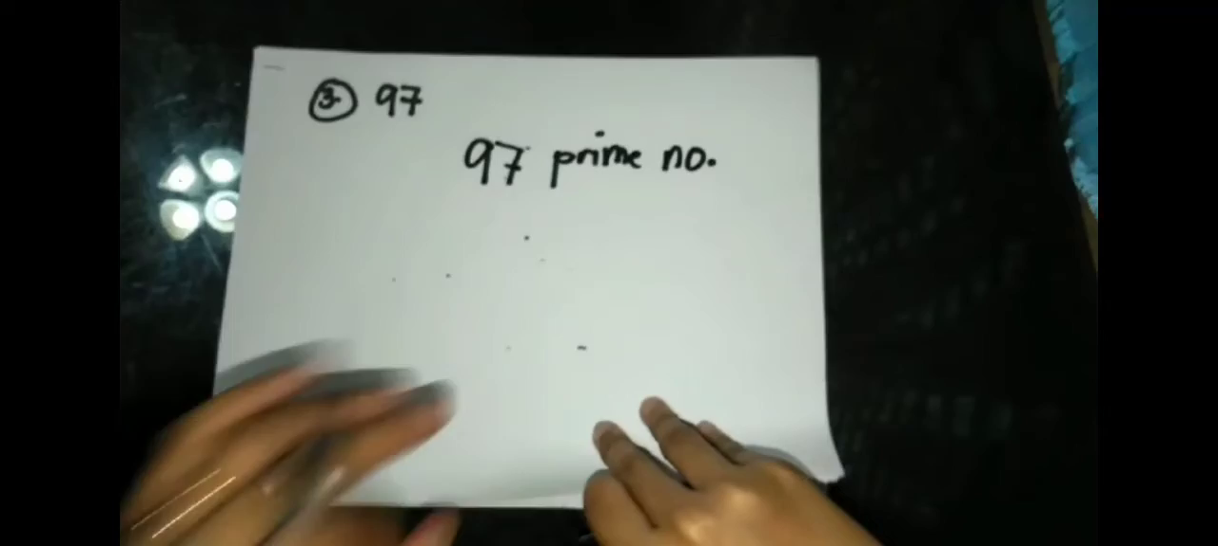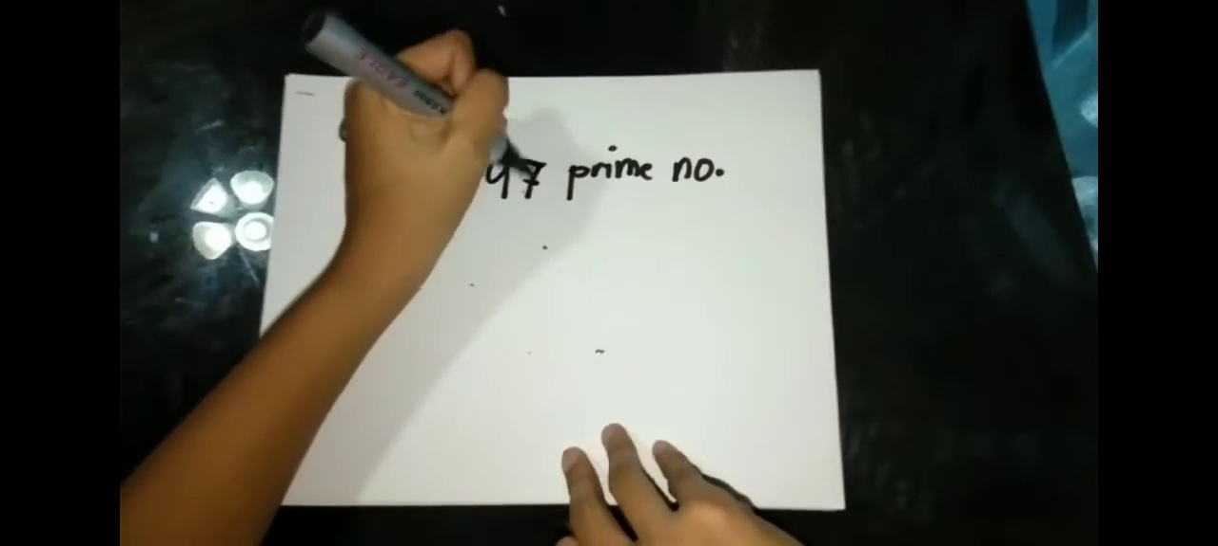So the third example is 97. I have a question. Is 97 a prime or a composite number? Yes, you got it right. 97 is already a prime number. So Theorem 3.2 states that if a positive integer is already a prime number, there is nothing to prove. So 97 is already a prime number.